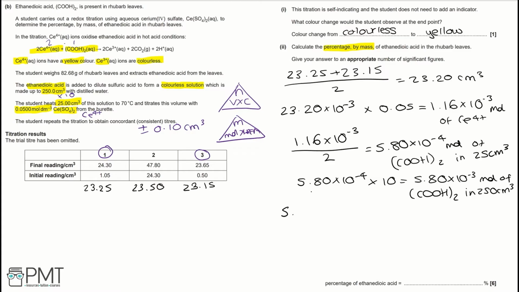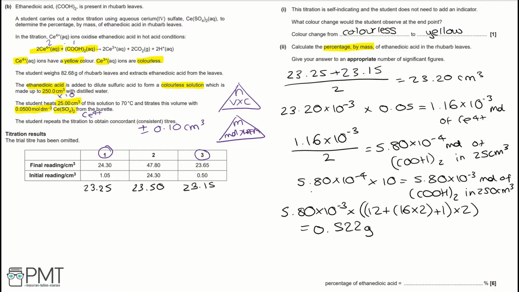So that would be 5.80 times 10 to the negative 3 multiplied by (12 plus 16 times 2 plus 1 times 2), all in brackets. 12 comes from carbon, 16 times 2 is the 2 oxygens, and plus 1 is the hydrogen, all multiplied by 2, which is the relative formula mass of ethane dioic acid. And that would give us 0.522 grams.